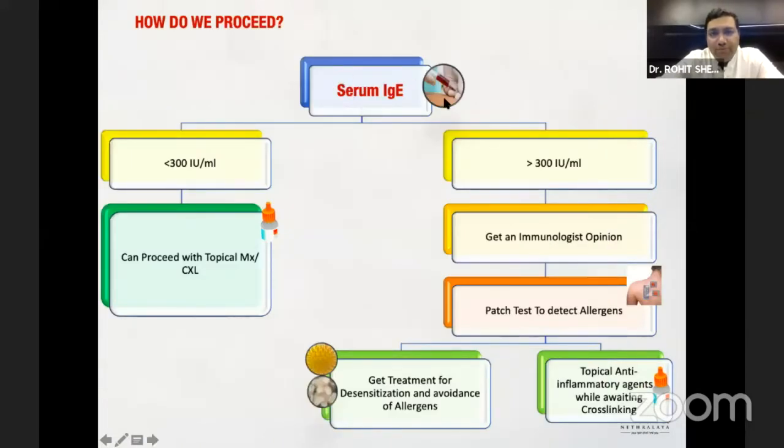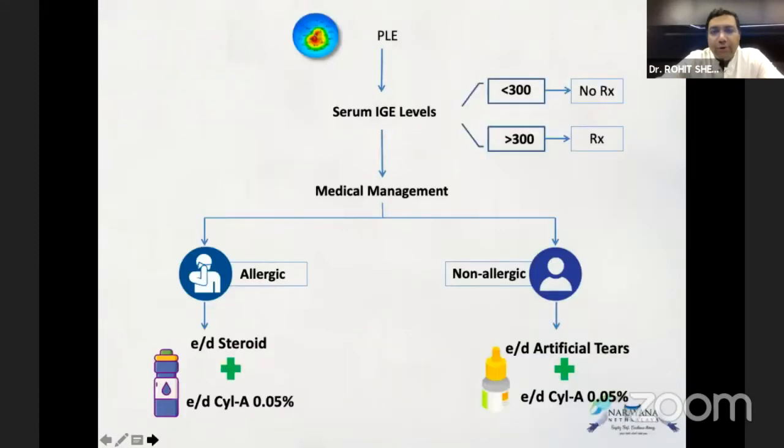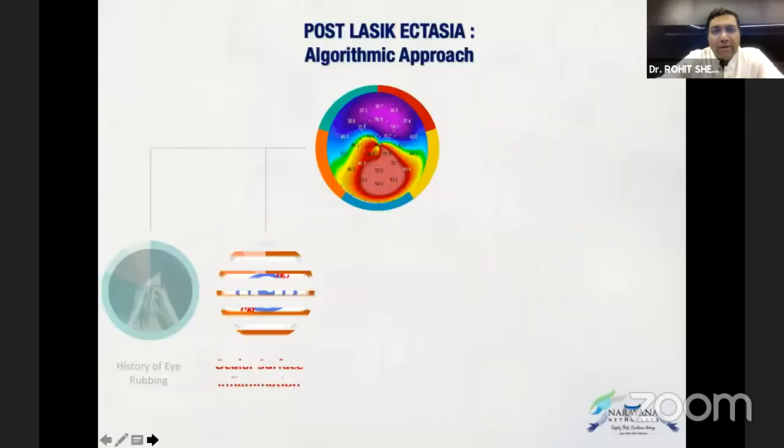So this is how we look at it: serum IgE less than 300, look at a lot of topical medication for that. More than 300, get an immunologist's opinion, patch test, desensitization, avoidance of allergens, desensitization with sublingual therapies. And we have to probably think about topical immunotherapies for them before we do cross-linking. And this is just what I explained.